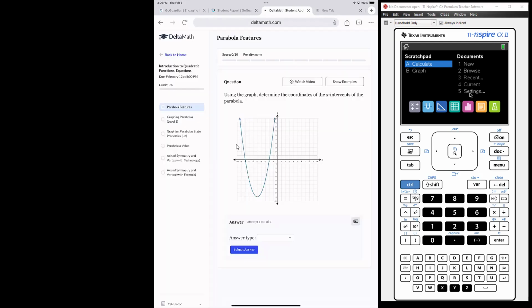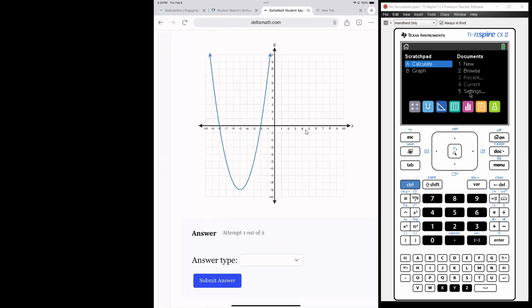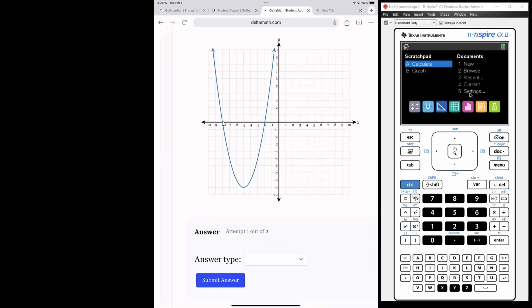Now, this is essentially what we were doing on the handout, key features. So in this case, they are asking us to determine the coordinates of the x-intercepts. So let me make this a little larger so you can see it. So basically, the x-intercepts are where the graph crosses the x-axis. So the answers are going to be -8 and -2.